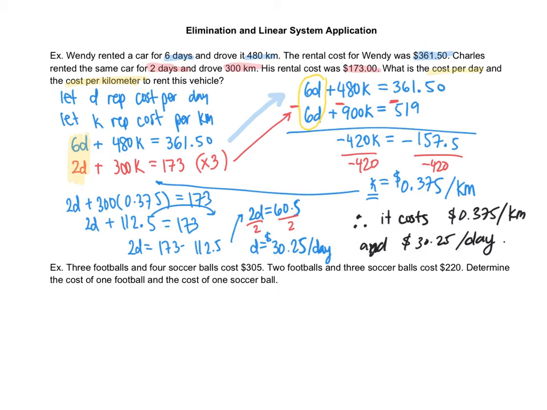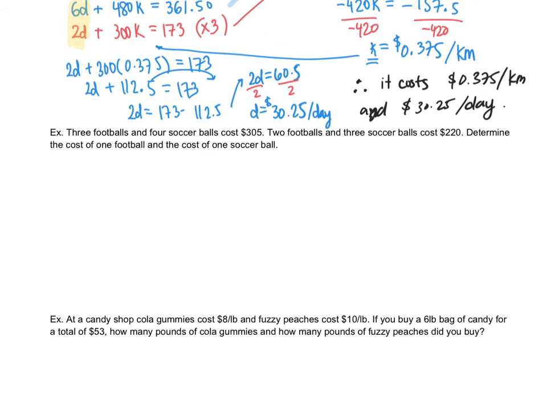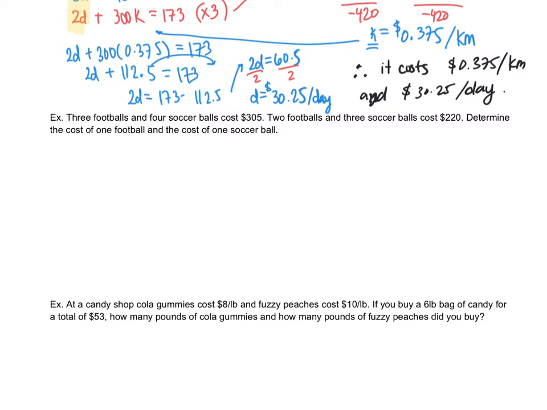So this is a cost type of scenario. We're trying to find the cost of two things, and we're given two statements to get that. And the next one will be quite similar. So let's go ahead and try it. 3 footballs and 4 soccer balls cost $305. 2 footballs and 3 soccer balls cost $220. Determine the cost of 1 football and the cost of 1 soccer ball.